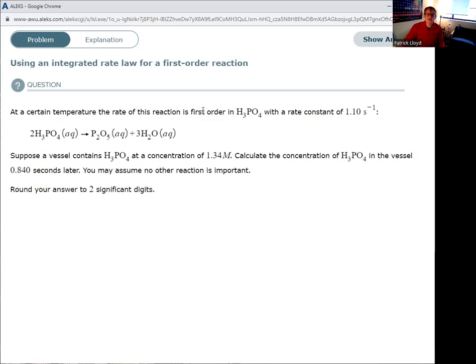They tell you that twice. They also give you the units of the rate constant, and the units of the rate constant also tell you it's first order. Okay. So let's bring this up. I'll bring up the whiteboard and we can take a look at this problem.